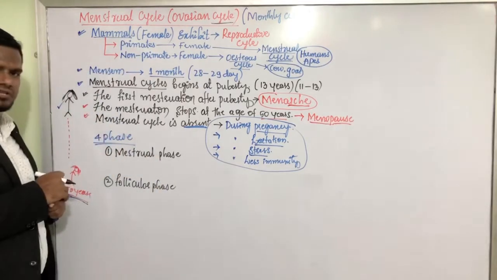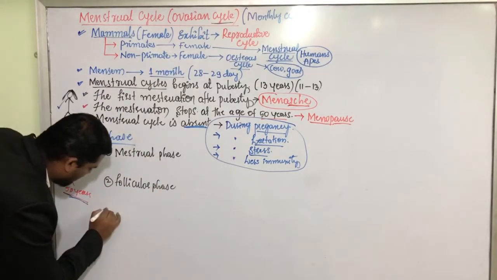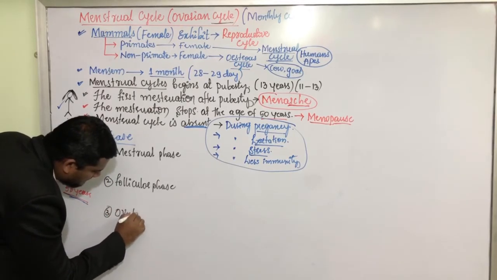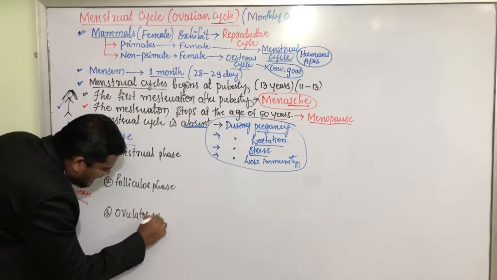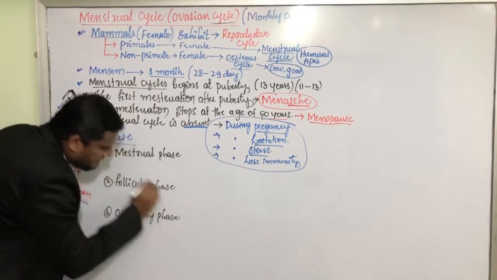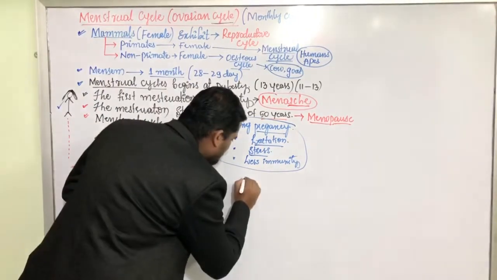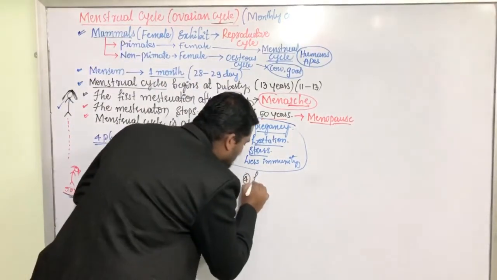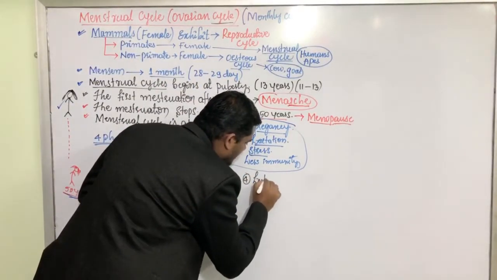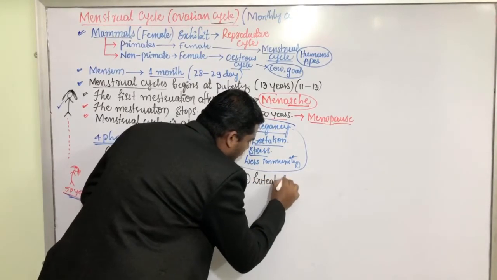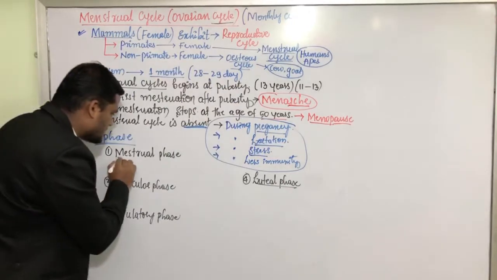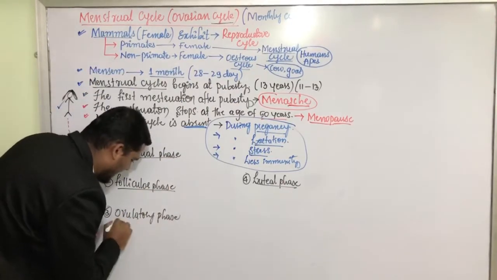This is the second phase. Then the third phase, it is the ovulatory phase. And the last phase, the fourth phase I am writing here, is called the luteal phase. Now let us understand these phases one by one in detail.